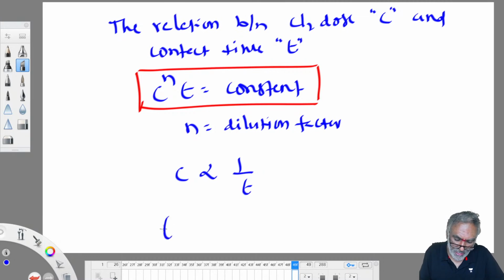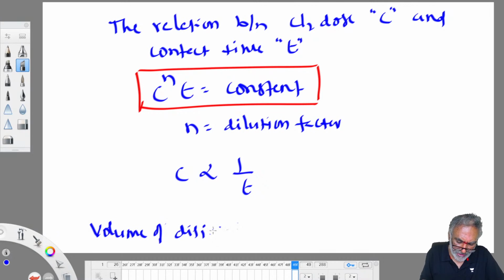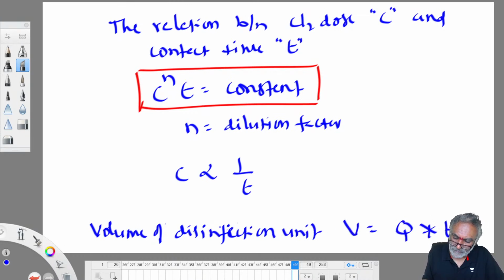So this time you can also work out. Time is nothing but contact time, and it is something similar to detention time. Based on this you can also find out the volume of the disinfection unit. Volume of disinfection unit required is equal to Q into contact time or detention time. Based on this also they are asking questions in the exam. These are the possible questions from disinfection.